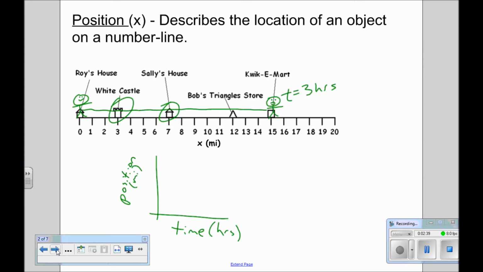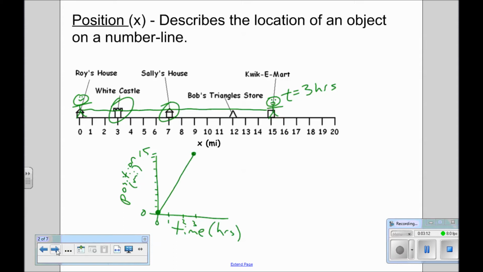So what I would need to do then is if I wanted to represent Roy walking from his house to the Quickie Mart in 3 hours, then I'd need to put 3 hours on my time axis. So 1, 2, 3. And then I'd need to draw in my positions, 0. So you'd go 1, 2, 3, 4, all the way up to 15. Okay, and so then I can plot my 2 points. At time 0, when we first saw Roy, his position was 0. After 3 hours, his position was 15. And so there's my graph.